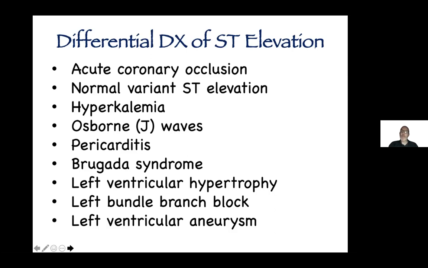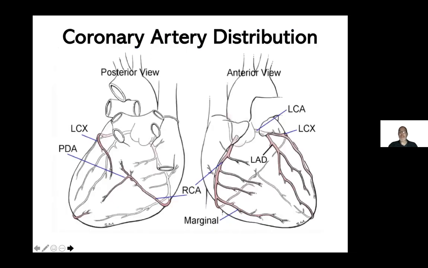But when you start looking at these really wide complex tachycardias, man, that should be the first thing on your differential: what is this patient's potassium, especially if there's an accompanying history of renal insufficiency and taking ACE inhibitors, both of which, of course, are risk factors for hyperkalemia. But nonetheless, that is a common cause of ST elevation. Osborn waves, pericarditis, Brugada, LVH, bundle branch block, left ventricular aneurysm, all of these are common causes of ST elevation. And just because we see them doesn't automatically mean the patient's having an MI.